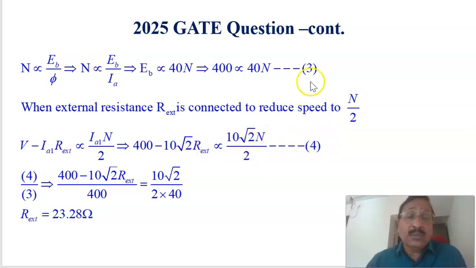From these two equations, the only unknown is R external. Equation 4 divided by equation 3: 400 minus 10 root 2 into R external, divided by 400, equals 10 root 2 divided by 2 into 40. Solving this, we get the external resistance to be added, R external equal to 23.28 ohm. Therefore, if you add a resistance of 23.28 ohm in series with the series motor, the speed will reduce from N to N by 2.